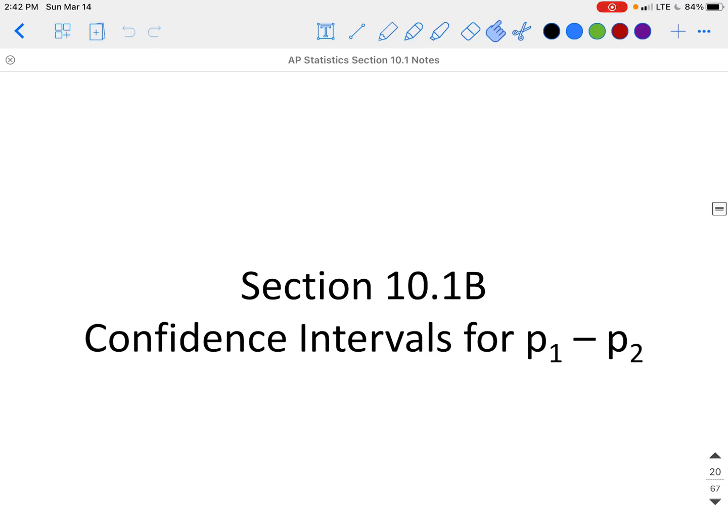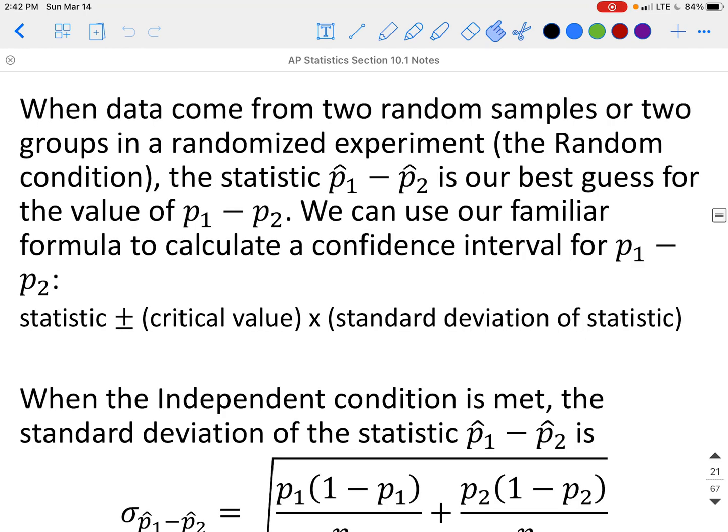This is section 10.1 part B, confidence intervals for p1 minus p2. When data comes from two random samples or two groups in a randomized experiment, the statistic p hat 1 minus p hat 2 is our best guess for finding the value of p1 minus p2. We can use our familiar formula to calculate a confidence interval for p1 minus p2.